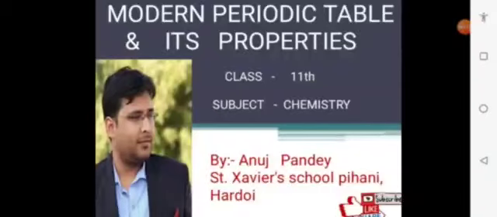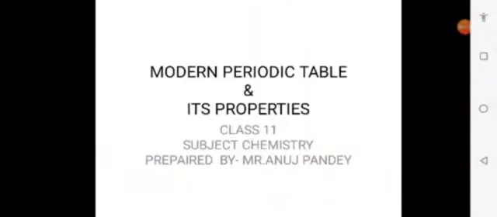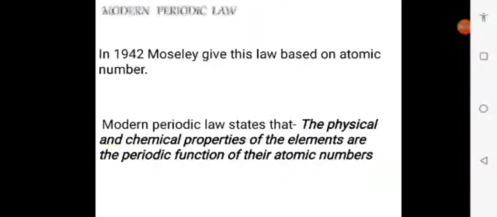Today, we are going to start the modern periodic table and its properties topic, which is a class 11th chemistry topic. The first of them is the modern periodic law.